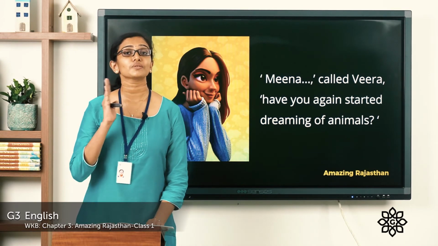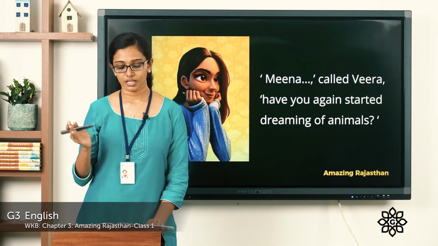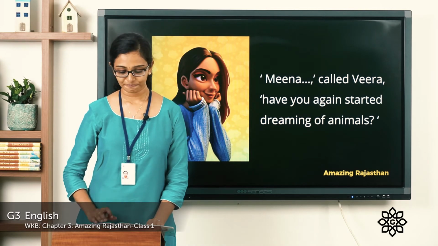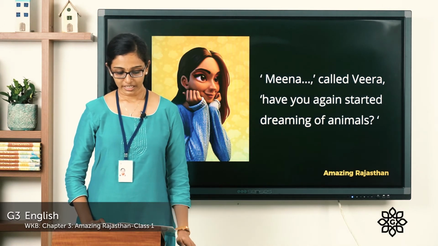Veera called Meena, "Have you again started dreaming of animals?" Veera knows the love Meena has for animals. So when Meena heard about those animals, she started thinking of them, and she was in a dream world. She was daydreaming. Then what did Meena say?